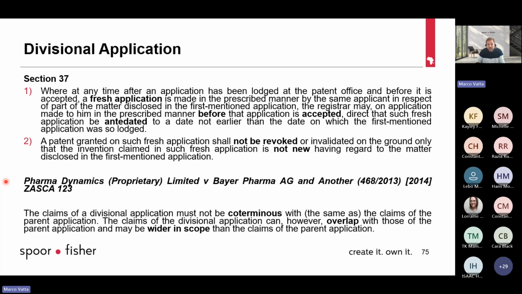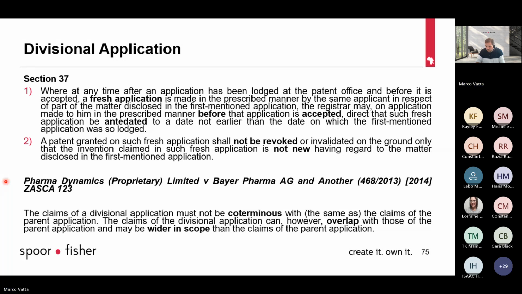A fresh application is made in the prescribed manner by the same applicant in respect of part of the matter disclosed in the first mentioned application. The registrar may, on application made to him in the prescribed manner, before the application is accepted, direct that such fresh application be antedated to a date not earlier than the date on which the first mentioned application was so lodged. Patent granted on such fresh application shall not be revoked or invalidated on the ground only that the invention claimed in such fresh application is not new, having regard to the matter disclosed in the first mentioned application.